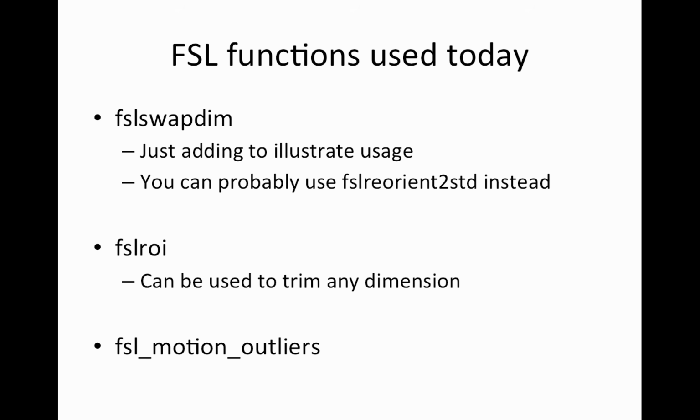Okay, so the FSL functions I used in today's script, and I'll show you the script in a second. FSL swapped in, again, you can just use FSL reorient to STD, but I'm just adding this to illustrate the usage. FSL ROI can be used to trim in any dimension. So we're using it to trim along the time dimension, and this is how you chop off your extra volumes. And FSL motion outliers is what we're going to use to do the scrubbing. It will create a file that we can just dump into our first level model when we get there.